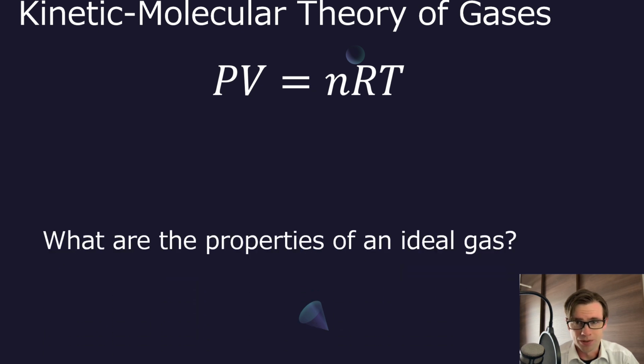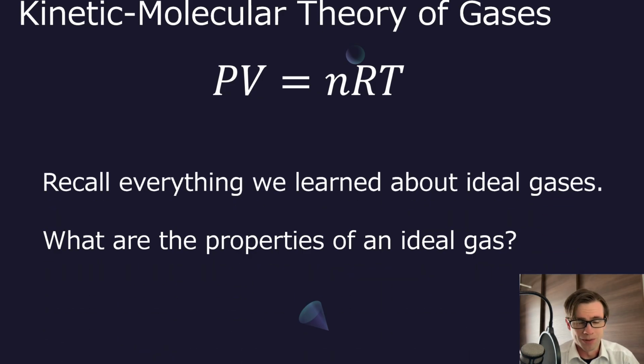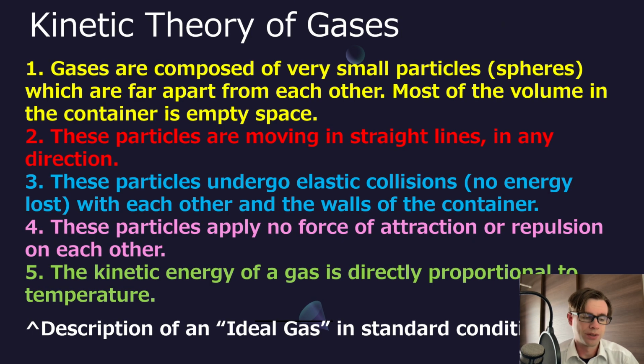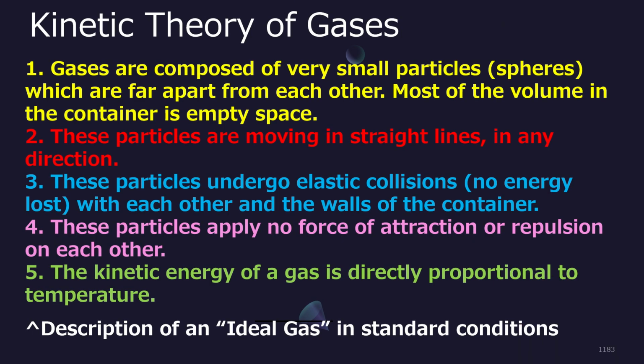And what are the properties of an ideal gas? What makes something more ideal than something else? Recall everything you learned about ideal gases, so we will have to remember what are the properties of an ideal gas. Check definitions if needed. We will do that on the next slide. So first, gases are composed of very small particles that are spherical in nature, which are far apart from each other. Most of the volume in the container is empty space. I should mention they're far apart from each other most of the time. Collisions are still possible, okay?